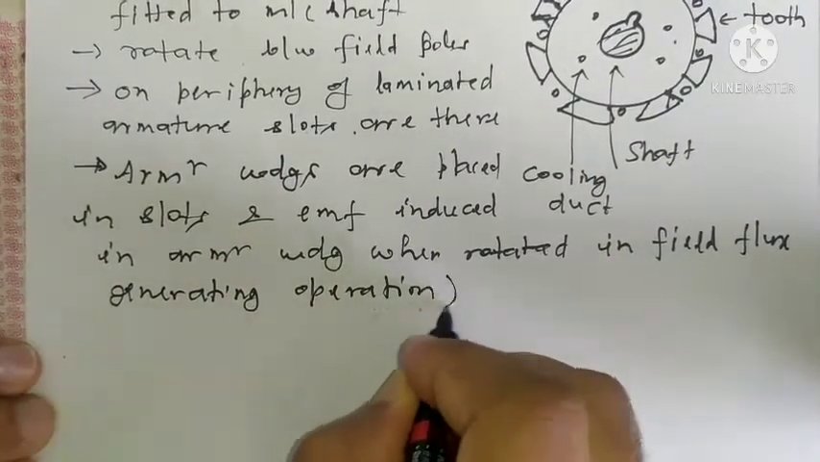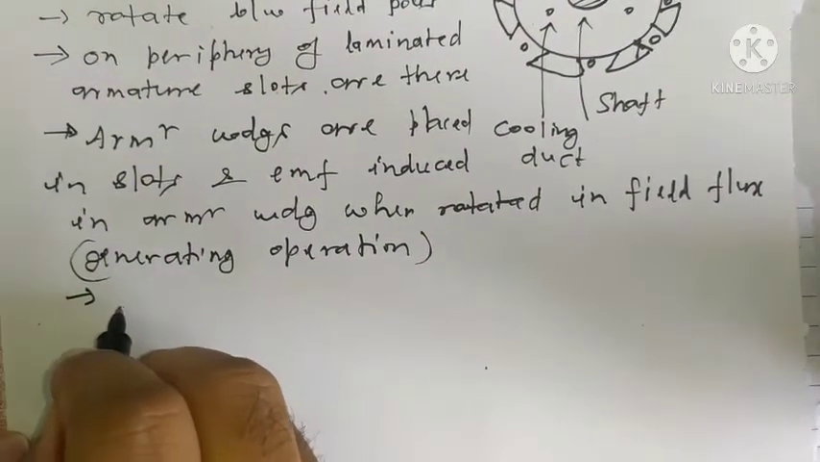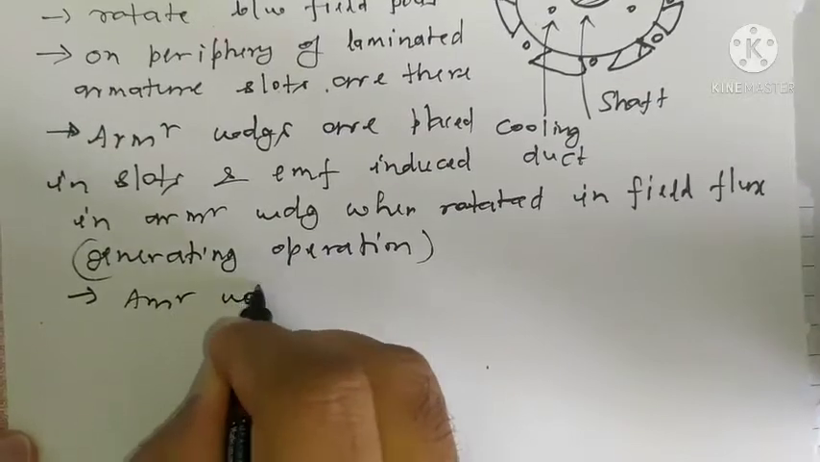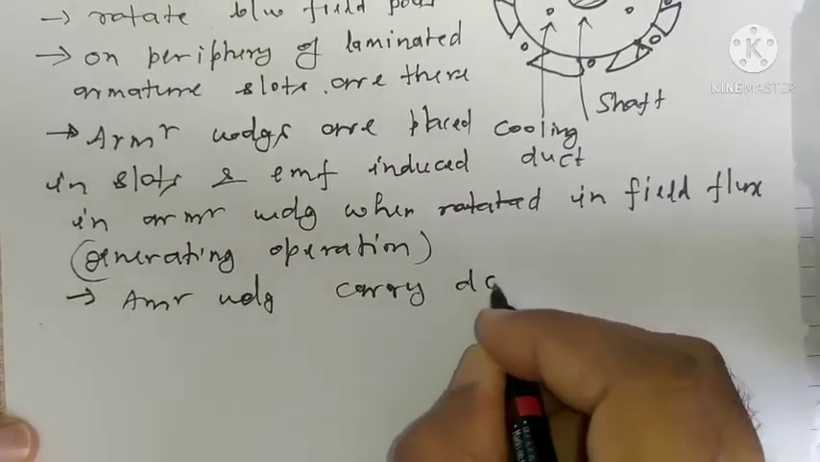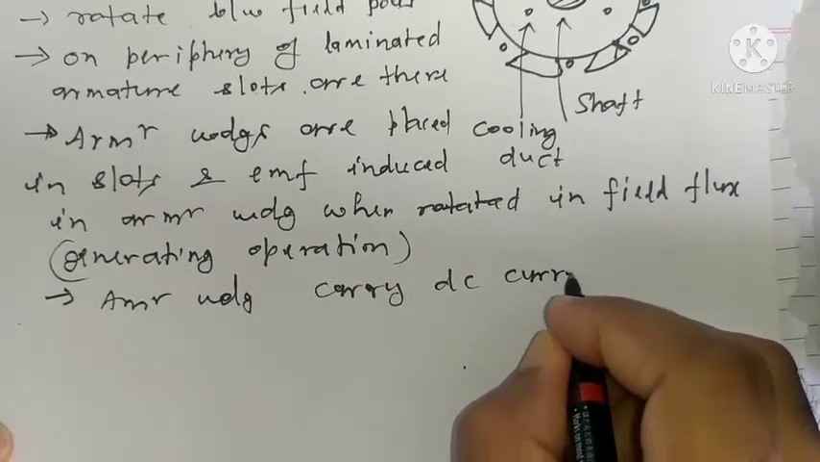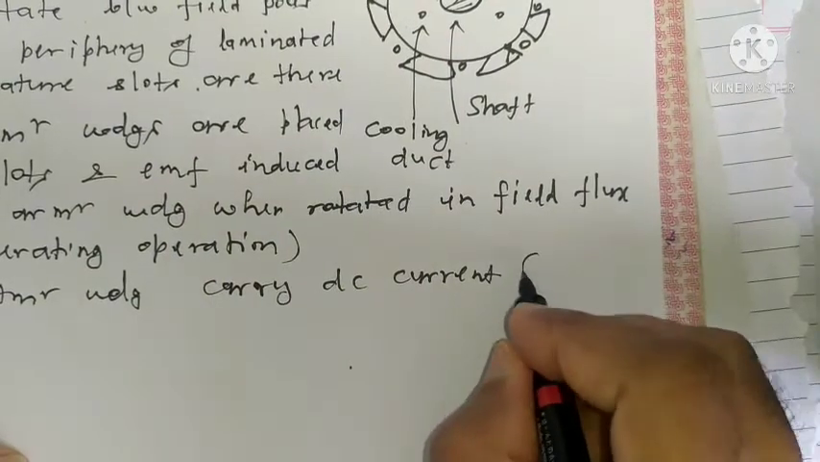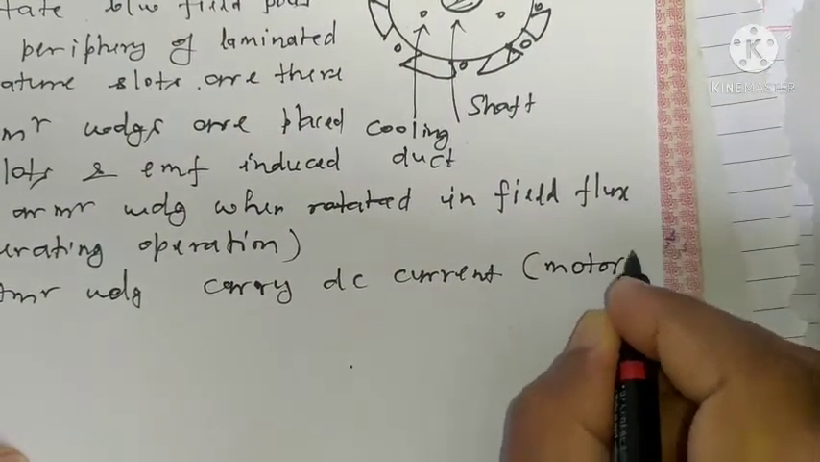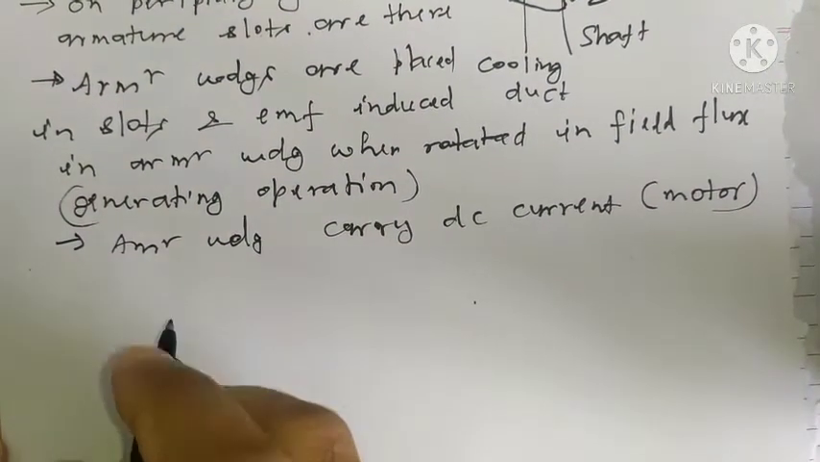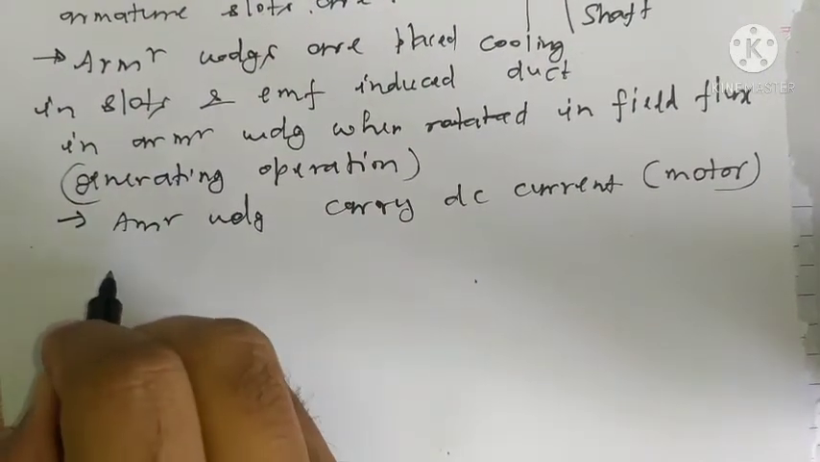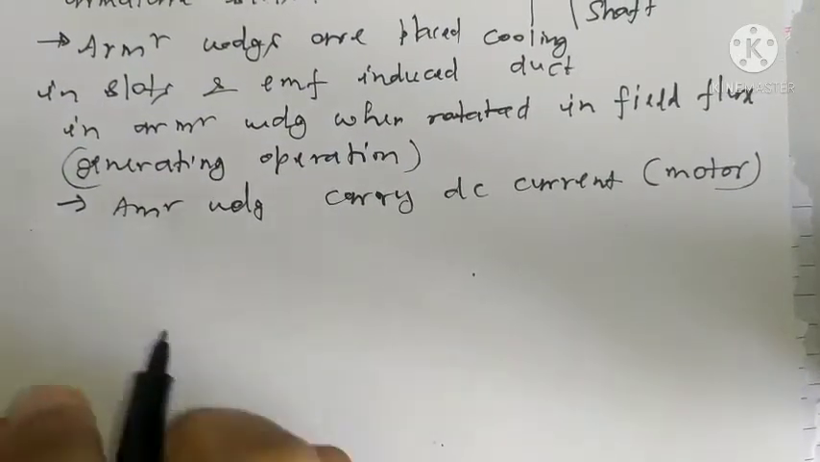Right, the machine will work as a generator, and these armature windings carry DC current when connected to a DC supply. So it will be motoring action. The windings can be connected in series or parallel. The various coils will be there, and they will be connected in series or parallel.